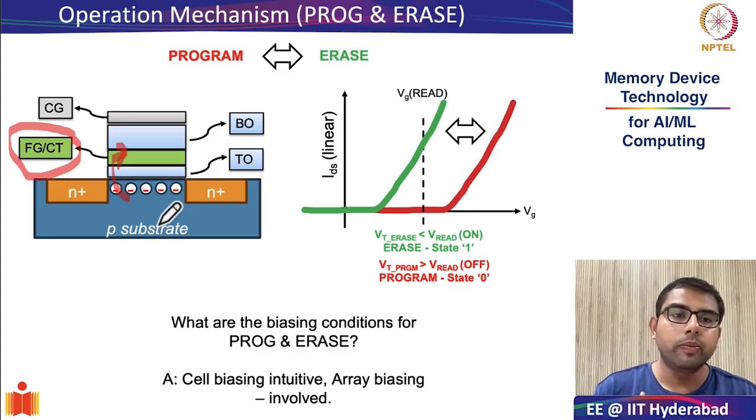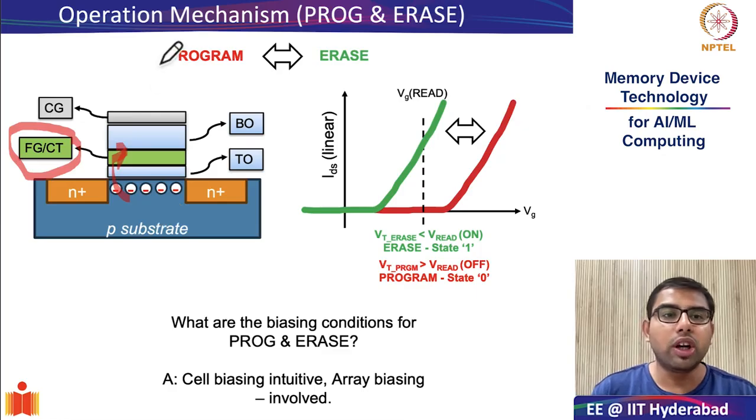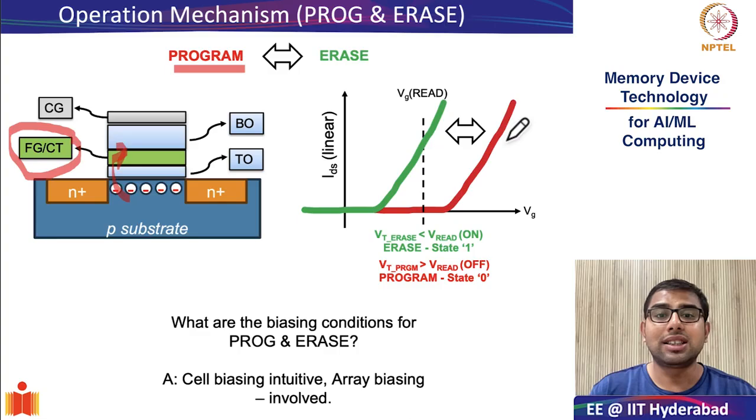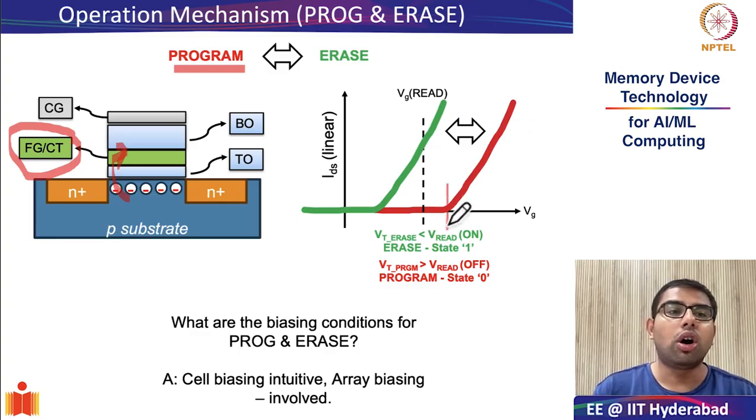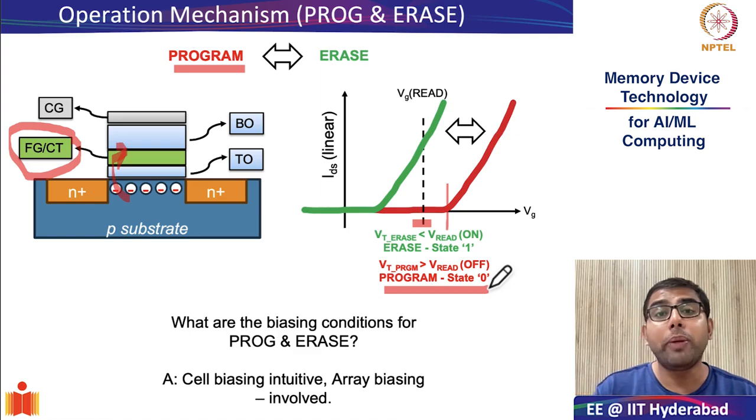So if there are electrons in the charge storage layer, we know that it is called the program state, and the program state is unique because in the program state the threshold voltage of the transistor is greater than the reference read voltage on the gate axis, and therefore the program state is also called state 0. This is a point that I missed last time. It is called state 0 because during program state the transistor is in off state.